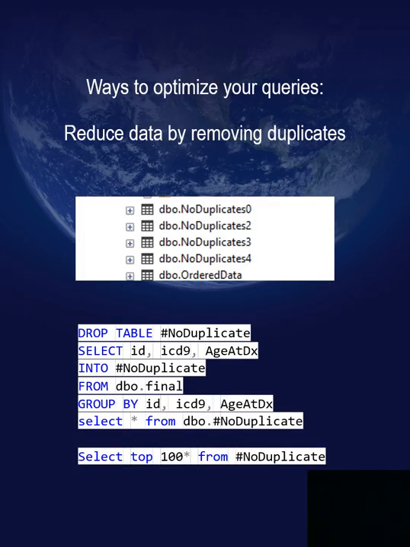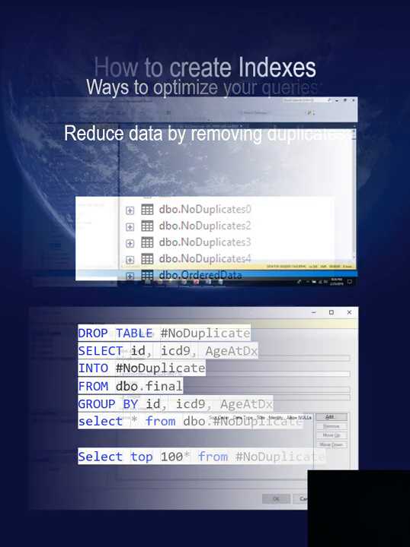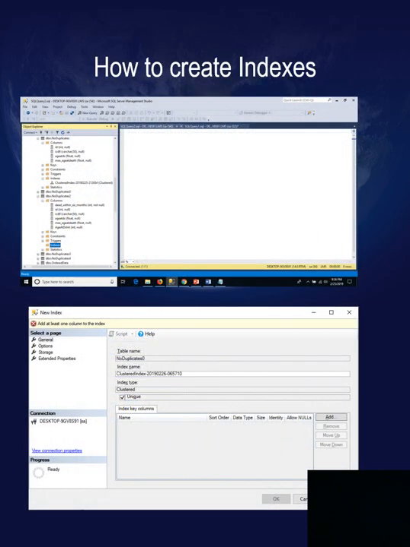There are several ways to optimize your queries. First, reduce your data by removing duplicates. Before performing your analysis, make sure you remove duplicates first to avoid skewed results. Another way to optimize your queries is to create an index.